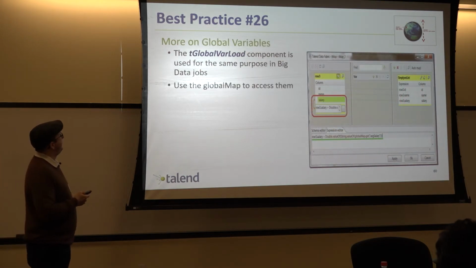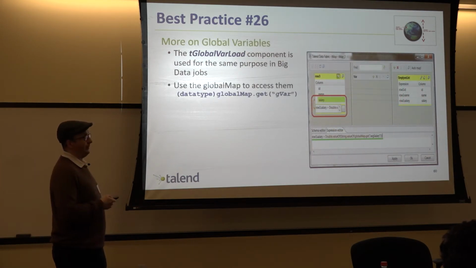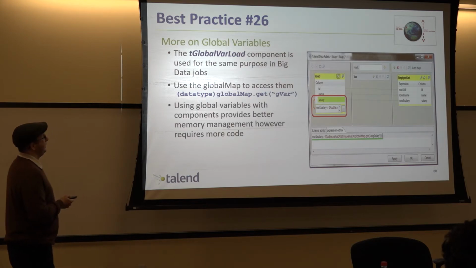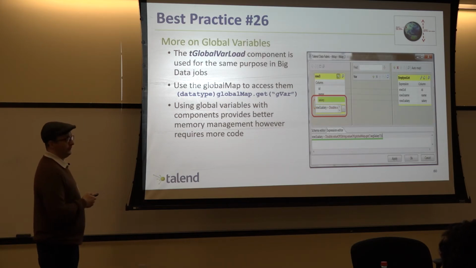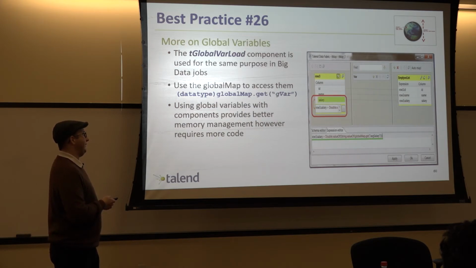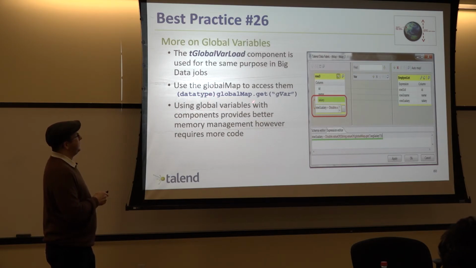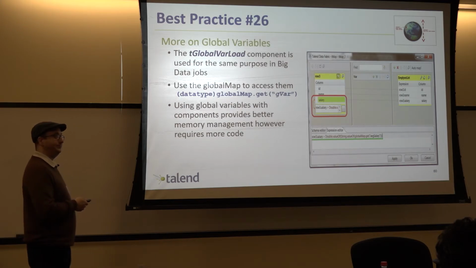We also have the same thing available for big data jobs. They're named slightly differently, but you'll find them named tGlobalVarLoad. So you can load global variables for big data usage, and it's used in a very similar way. We have a global map, and you're doing a cast for your data type, calling the get on the global map for whatever variable that you happen to create.